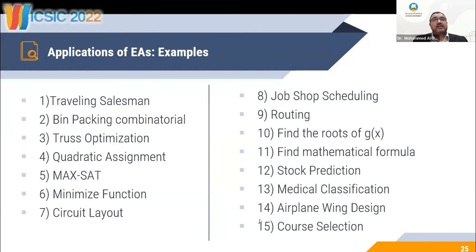There are thousands of optimization problems tackled by evolutionary algorithms. Here I mention very few: traveling salesman, bin packing, truss optimization, quadratic assignment, MAX-SAT, and many other optimization problems. And nowadays, optimization problems are connected with machine learning and deep learning algorithms, to find the optimal hyperparameters for machine learning and deep learning methods.